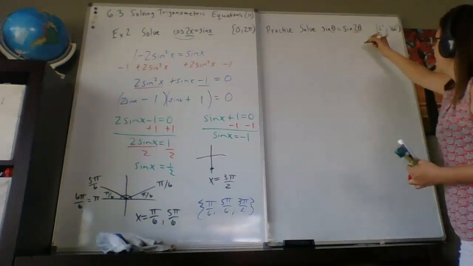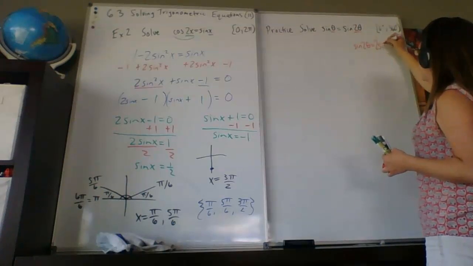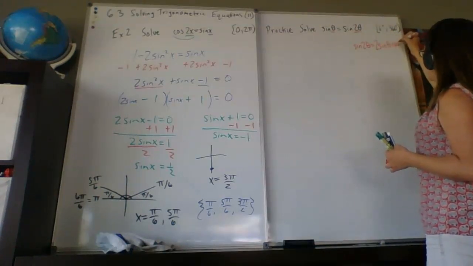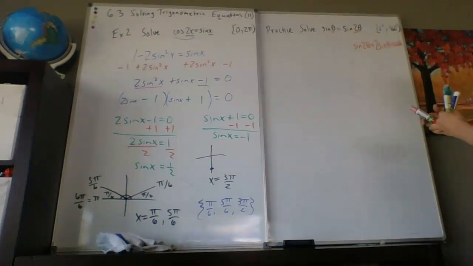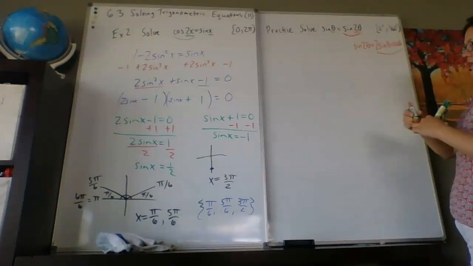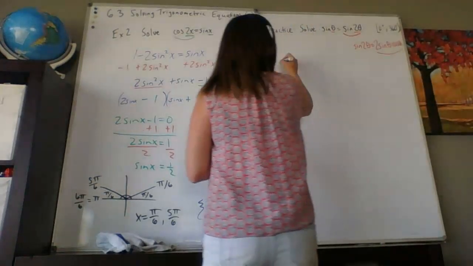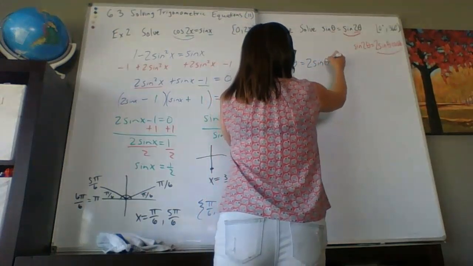So we only have one identity for sine of 2 theta, and that's 2 sine theta cosine theta. So we know we're going to need to replace the right-hand side with this 2 sine theta cosine theta. So we end up getting sine of theta equals 2 sine theta cosine theta.